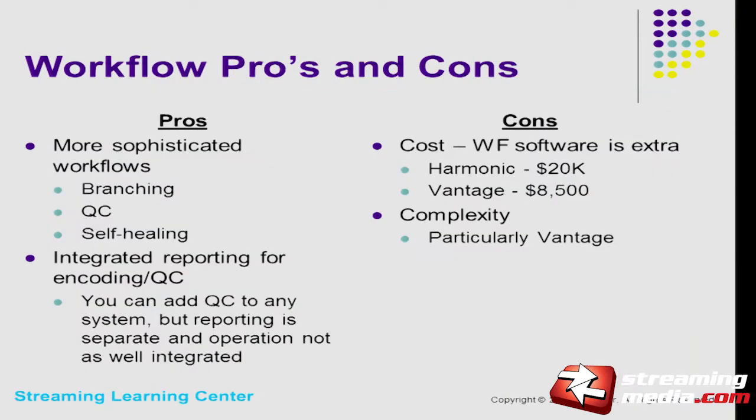What are the pros? You get branching, you get quality control, you get self-healing workflows. You can see if the file quality is good enough and then re-encode if it's not. Integrated reporting for encoding and quality control. You can get quality control through third-party products, right? You can either write to their API or you can dump your encoded files into a watch folder, and then the quality control program can grab the files from the watch folder and test them that way. But you don't get integrated reporting that way. You've got two separate systems, two separate notifications, that kind of thing.